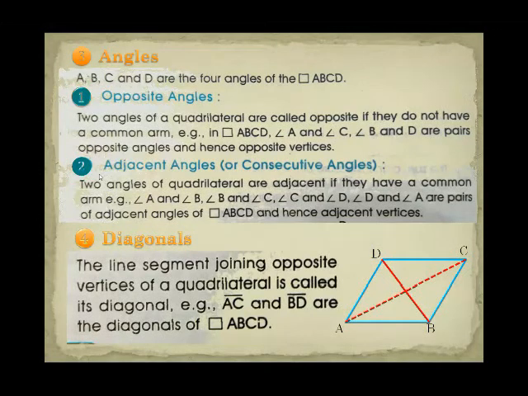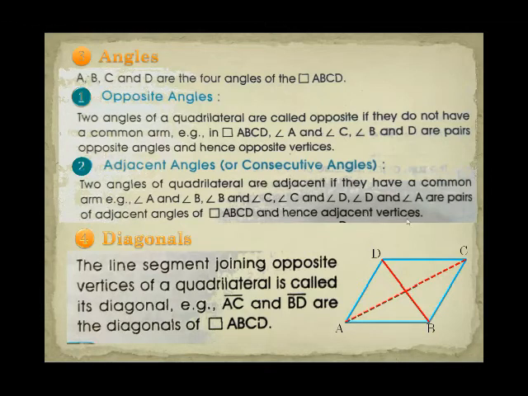Now students, the second thing is the adjacent angle or the consecutive angle. As previously we said about the adjacent sides or the consecutive sides, here we are discussing the adjacent angles and the consecutive angles. Two angles of a quadrilateral are adjacent if they have a common arm. For example, angle A and angle B, angle B and angle C, angle C and angle D, and angle D and angle A are the pairs of adjacent angles of the quadrilateral ABCD.